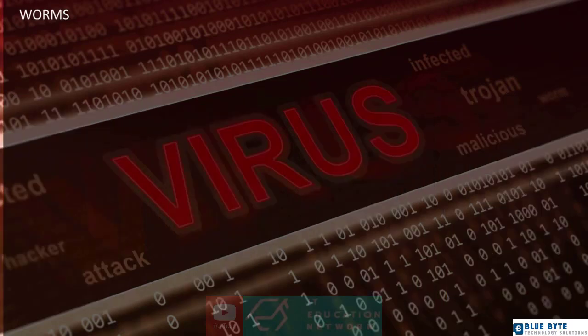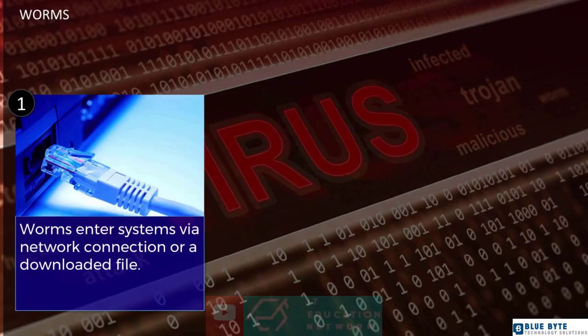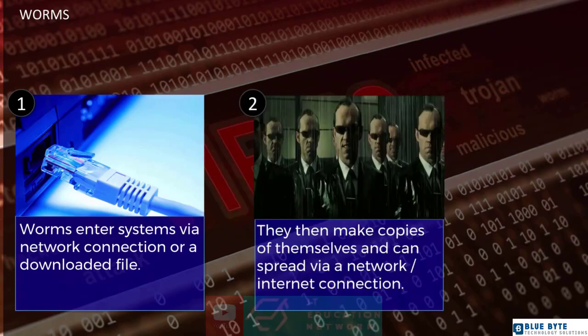With worms, even though they are more advanced, the way they operate is actually very easy. They first of all spread themselves or enter systems via network connections or downloaded files. These are basically the two ways worms are able to enter systems. And then once they do so, they can make copies of themselves and spread again via a network or internet connection. Kind of like Agent Smith from the movie The Matrix.